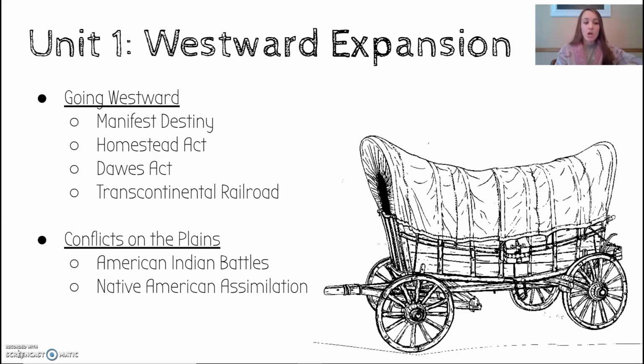As far as being on the plains, there were conflicts. There were battles between the Americans, whether settlers or the military, and Native Americans. We learned specifically about the Battle of Little Bighorn and the Battle of Wounded Knee, but you just need to know that there were conflicts on the plains. This is going to lead to Native American assimilation, which is the Americanization of Native people.